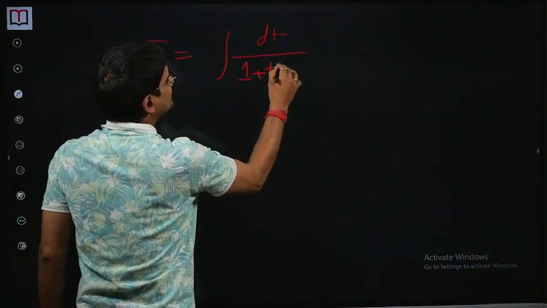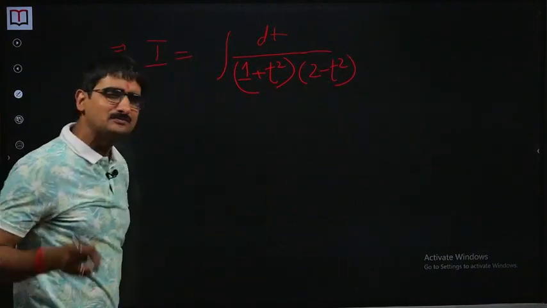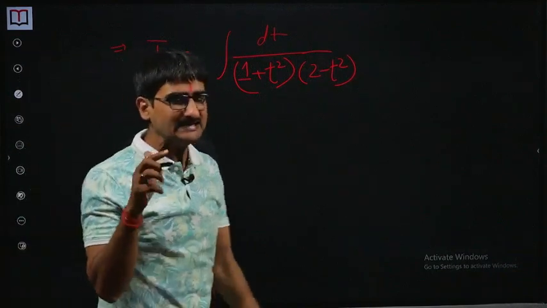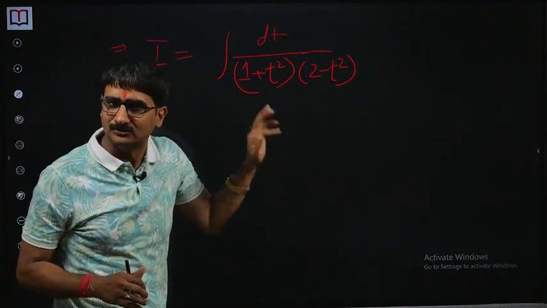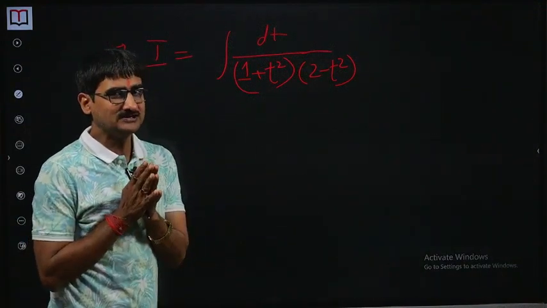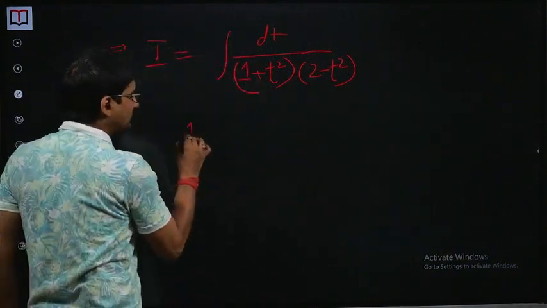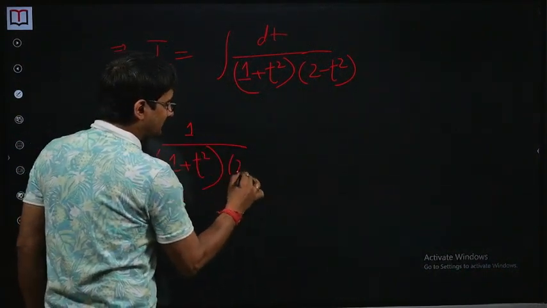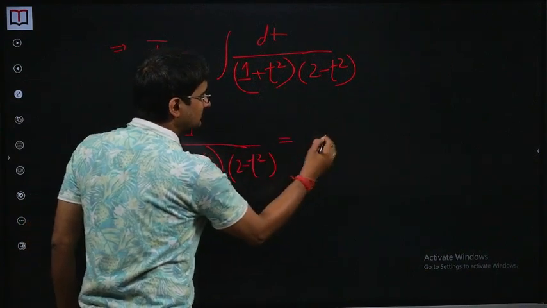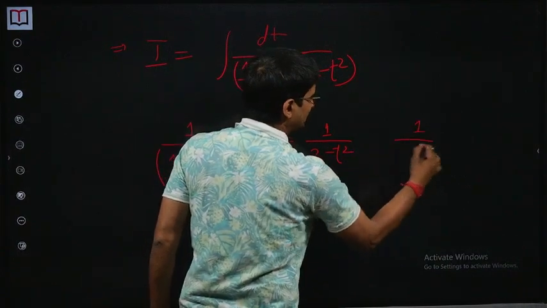So it's 1 plus t square into 2 minus t square. And then see, it's a direct partial derivative form. Again, in both the factors, both are quadratic factors, and leading coefficient magnitude wise at least it's the same. So if I have to do it again, I won't try that formal method of partial fraction, I will try to do it directly. So 2 minus t square and then 1 upon 1 plus t square.